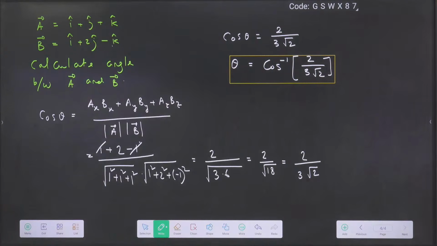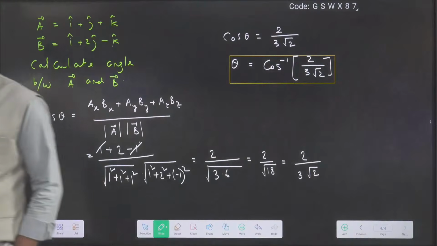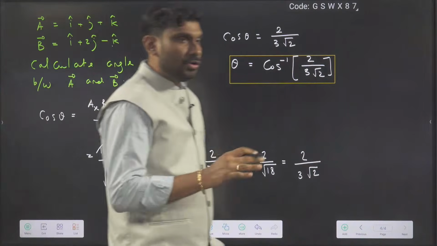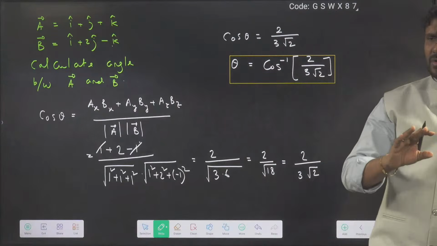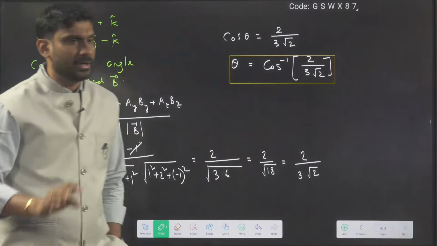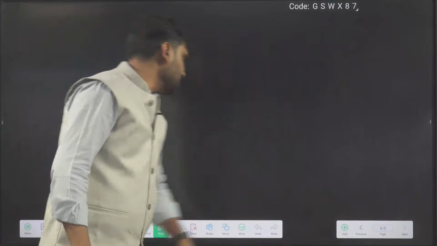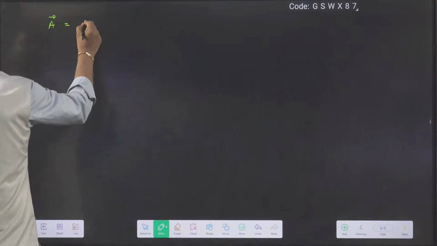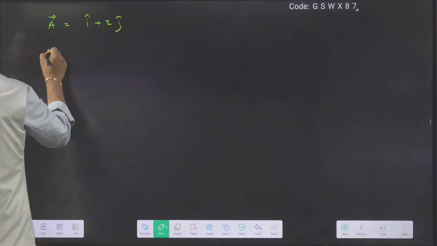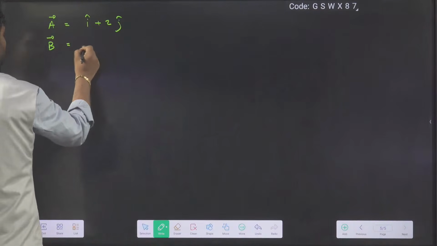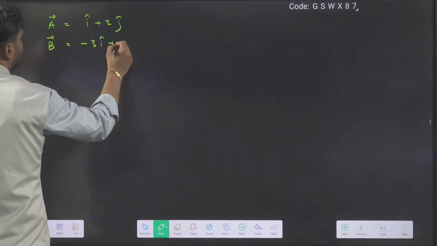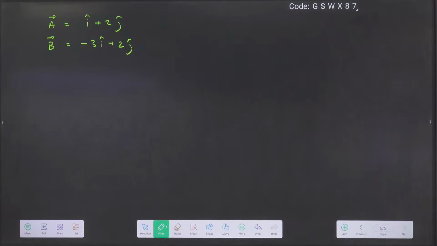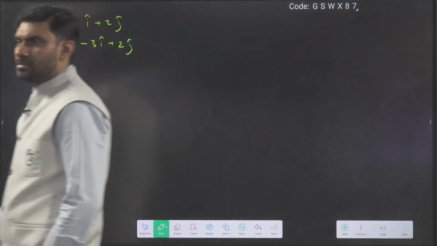Correct? Okay? Don't worry, plenty of examples we will take. So many examples we will take and you will have perfect clarity. No issue. One more example, let's write the next example. Note down: a vector is i cap plus 2j cap, b vector is equal to minus 3i cap plus 2j cap. Come on, do it. Very simple. Please do.